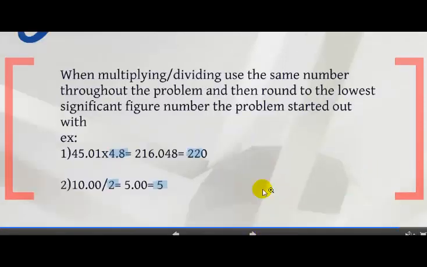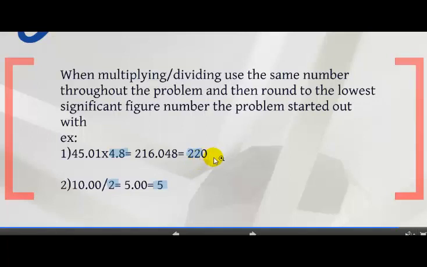When you multiply or divide, you again do the same number throughout the problem, and then you're going to round to the lowest sig fig the problem started out with. So if you are given 45.01 times 4.8, this has 4 sig figs, this number has 2. So when you get ready to round your answer, you're going to round it to 2 sig figs. In this case, it would be 220. Now notice, I've got to put that 0 there because that's a placeholder and it's important, but it's not significant. So this number still has 2 sig figs.